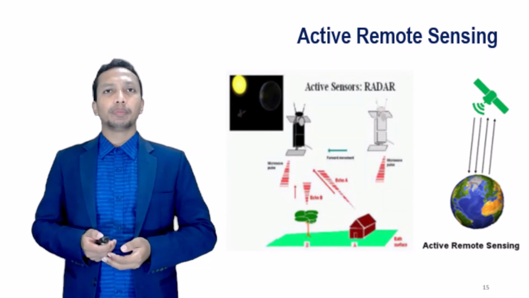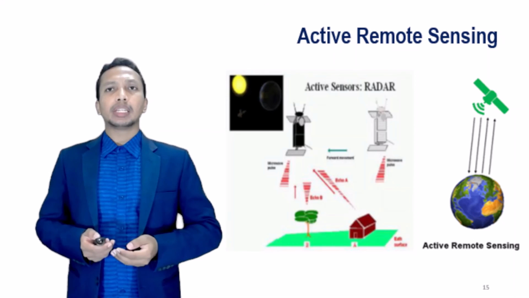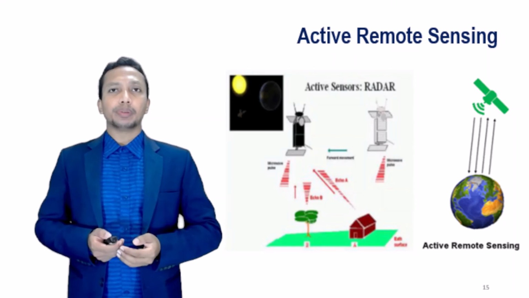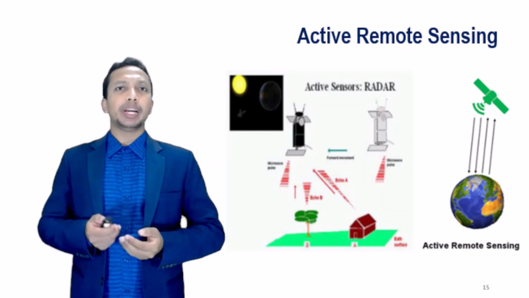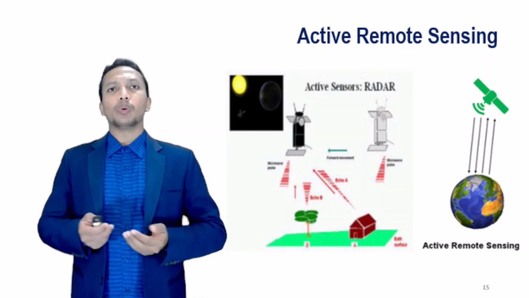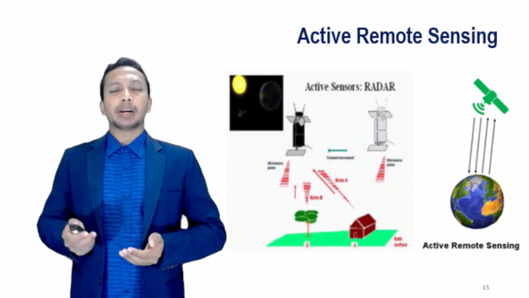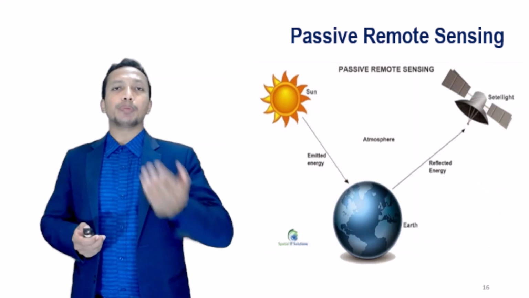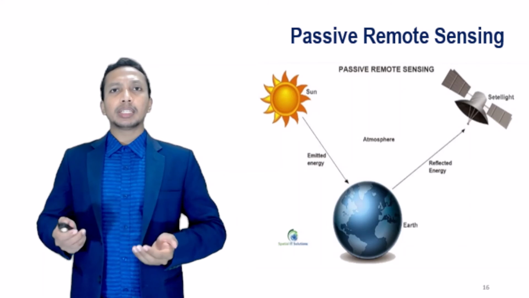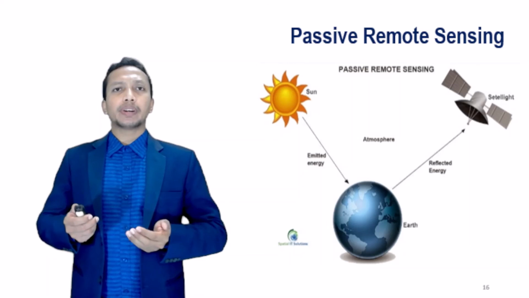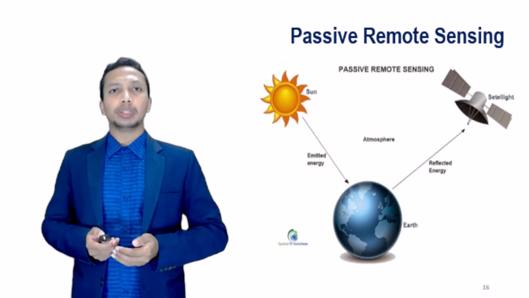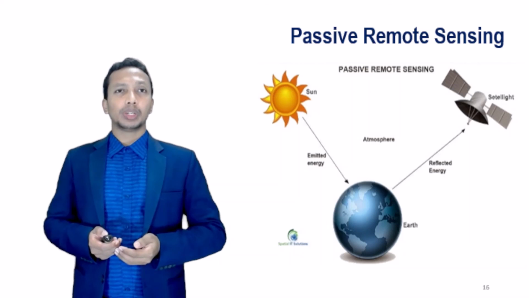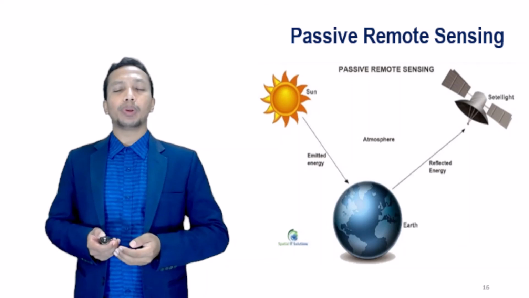Active remote sensing. Remote sensing systems which provide their own source of energy for illumination are known as active sensors. These sensors have the advantage of obtaining data at any time of day or season. Synthetic aperture radar is an example of an active sensor. Passive remote sensing. Remote sensing systems which measure naturally available energy are called passive sensors. This can only take place when the sun is illuminating the earth. Solar energy and radiant heat are examples of passive energy sources.